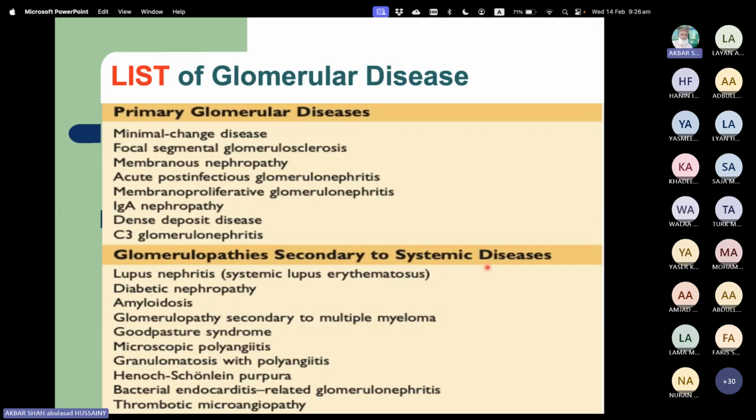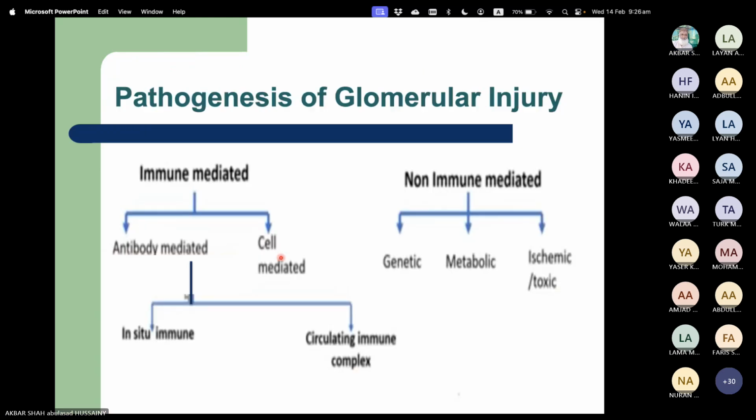This table was taken from Robbins, and this is a list of the primary glomerular diseases and secondary glomerular diseases. Now coming to the important thing which needs explanation. I'm again trying to.